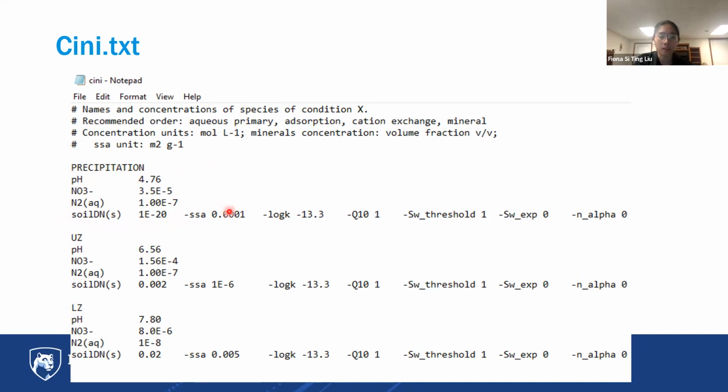And then we have the corresponding reaction rates listed out. Since we are implementing denitrification processes within the deep zone, it is important to see that the concentration and the SSA value is much higher in the deeper zone in comparison to the upper shallow zone.